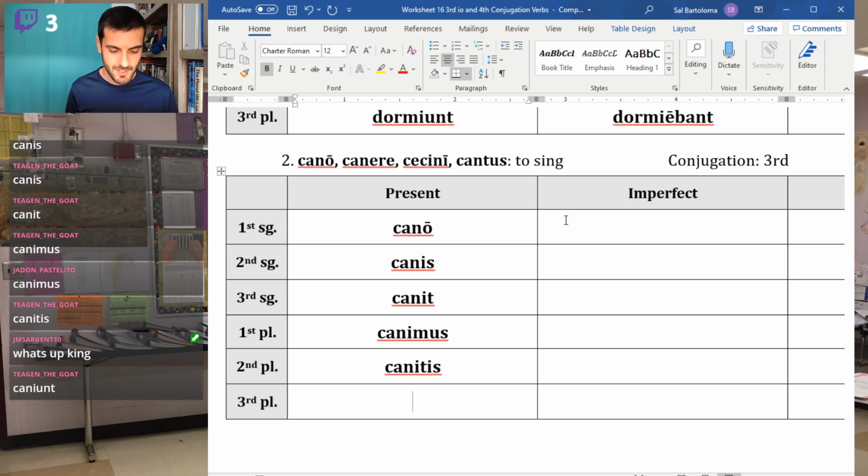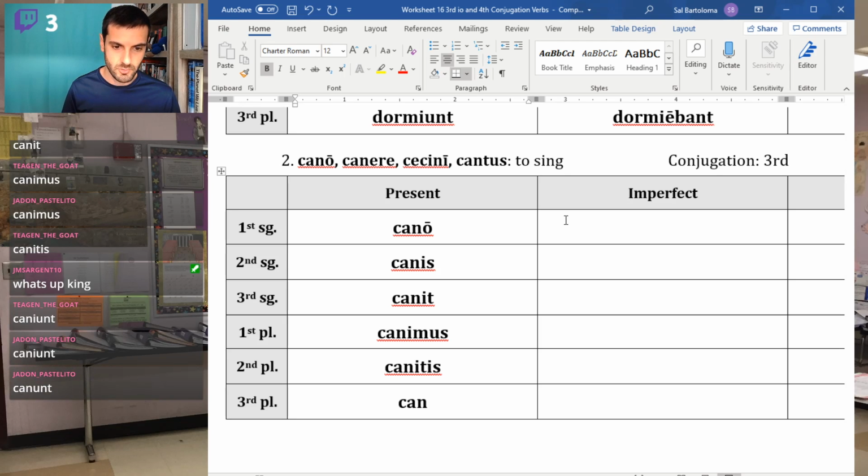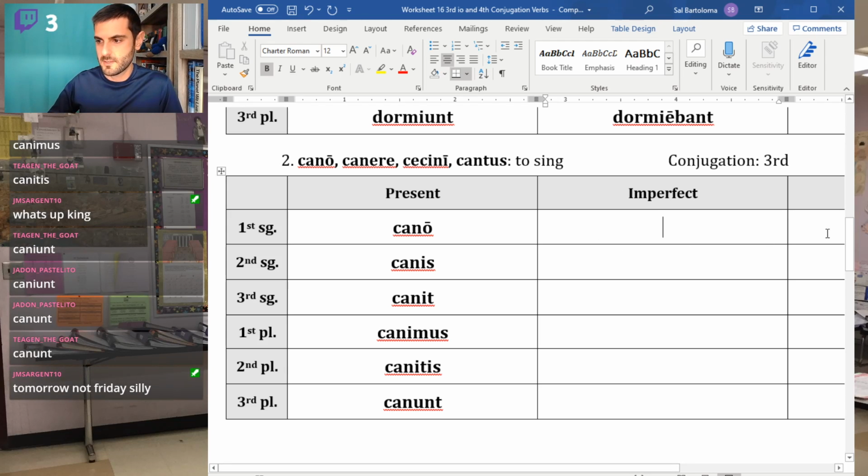What's up, Johnny? Johnny, we're playing Tetris tomorrow during Friday Flex. Oh, you guys are close. Teague and Jaden, it's not third IO, so we don't need the extra I, just cunt. Excellent. Tomorrow? Oh, yeah. Friday Flex, whenever that is. Friday, two days from now.